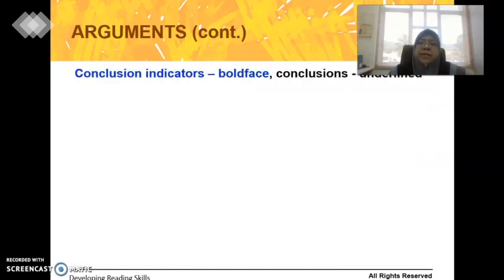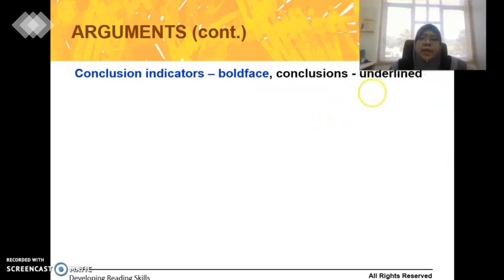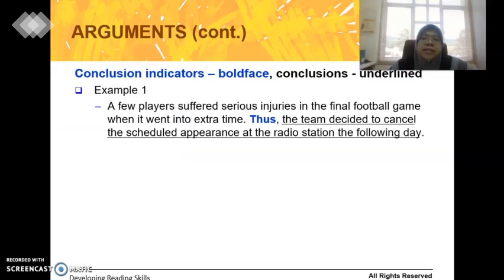Okay, look at the examples. Example 1. A few players suffered serious injuries in the final football game when it went into extra time. Thus, the team decided to cancel the scheduled appearance at the radio station the following day. Right, you can see the conclusion indicator, and the conclusion. The premises might come before, because an argument consists of premises and also a conclusion.